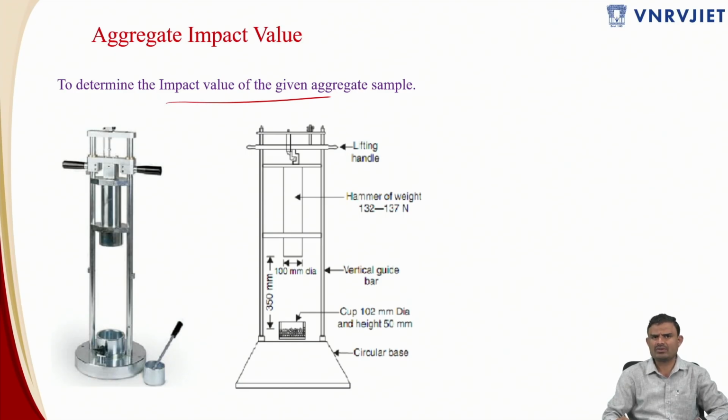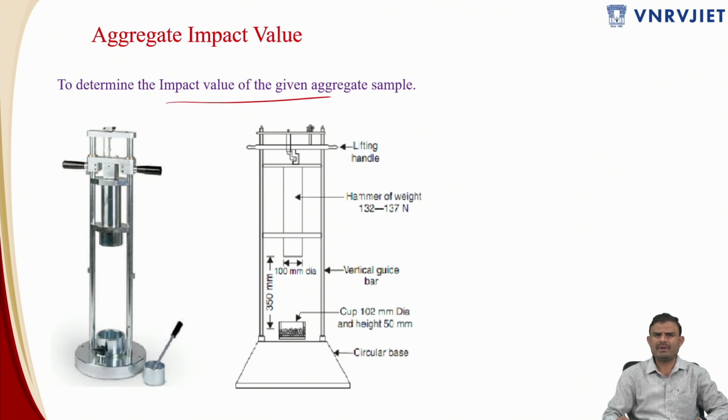Again, the size of the aggregate remains constant: aggregate passing through a 12.5 mm sieve and retained on a 10 mm sieve. Only the mechanism of load application will be different. Previously it was a gradually applied load, and in this case we are going to apply an impact load, because the aggregate will be subjected to different mechanisms of load. Some part will be subjected to gradually applied load where the vehicle is in continuous contact, and some part will be subjected to impact loading when the vehicle jumps on speed breakers, or during acceleration and deceleration, or for other reasons. So it might be subjected to impact loads.